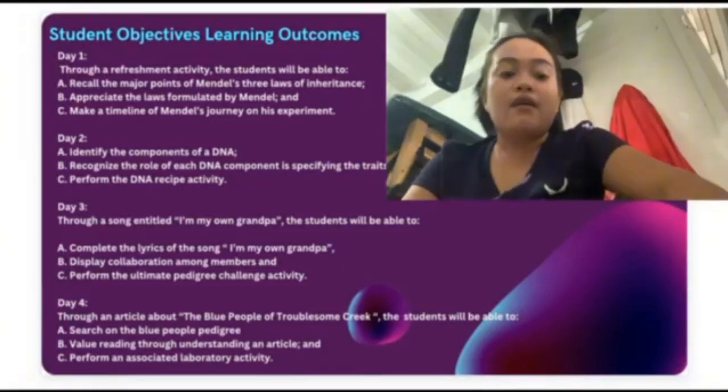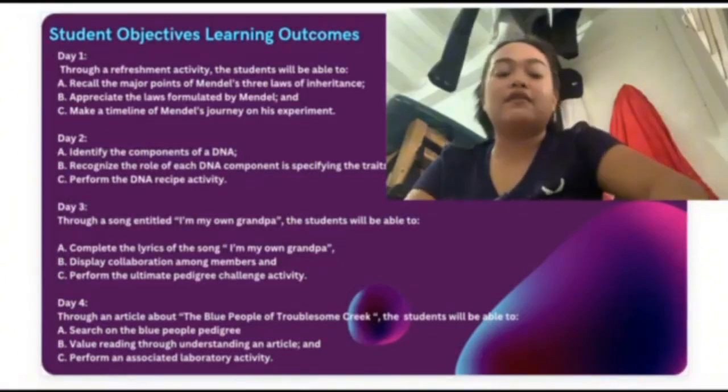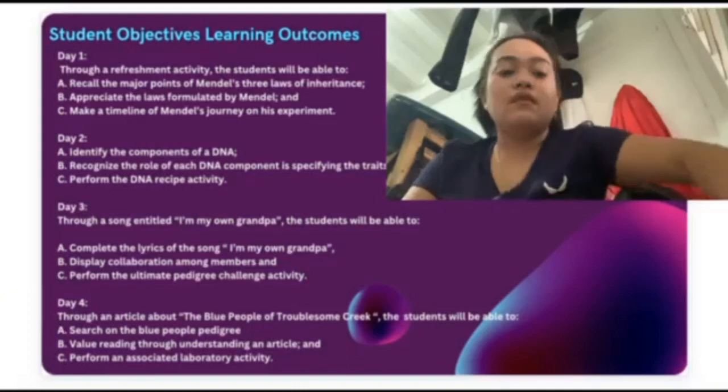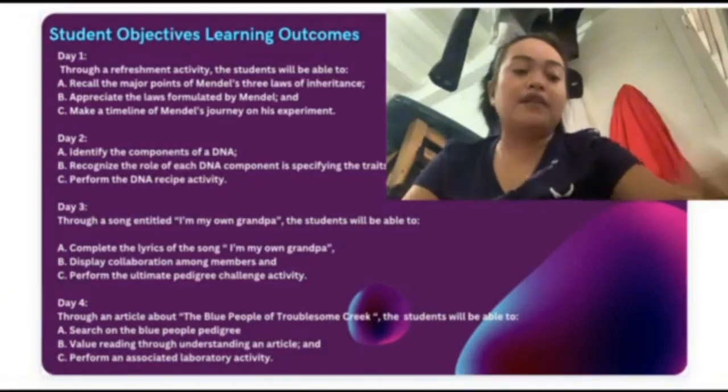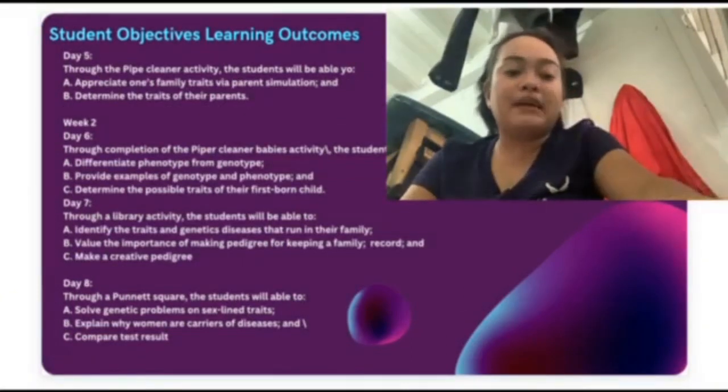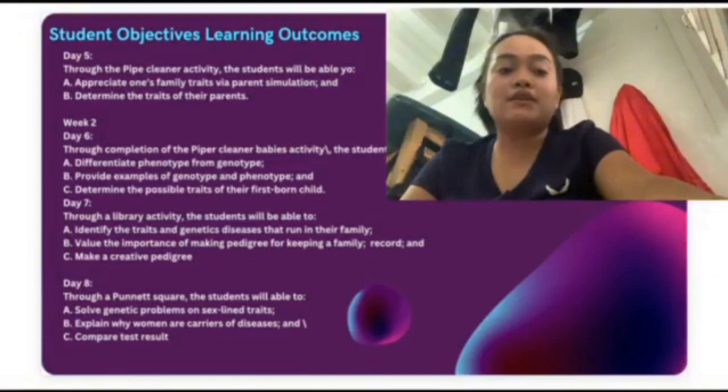And day 4, through the article about the blue people of Troublesome Creek, the students will be able to search the blue people pedigree, value reading through understanding an article, and perform the associated laboratory activity. In day 5, through the pipe cleaner activity, the students will be able to appreciate one's family traits via parent simulation and determine the traits of their parents.